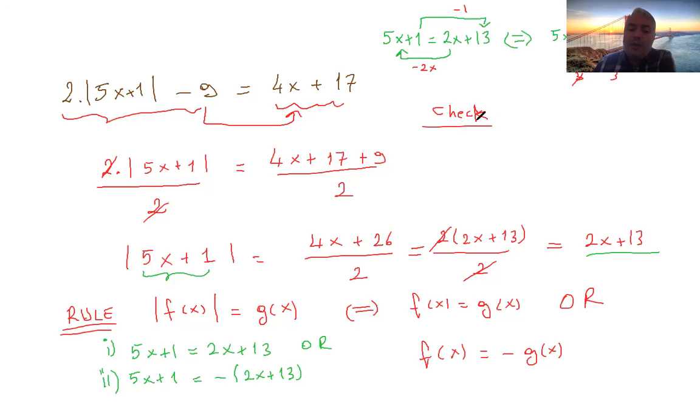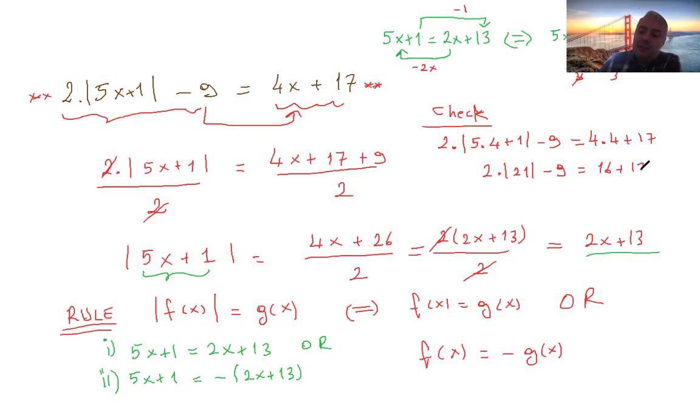In the original equation, which is here, I will put 4 instead of x. So 2 times the absolute value of 5 times 4 plus 1, minus 9, is equal to 4 times 4 plus 17. So 2 times the absolute value of 21 minus 9, equals 16 plus 17. Now, since this is the absolute value of 21, and 21 is positive, directly 21 comes outside.